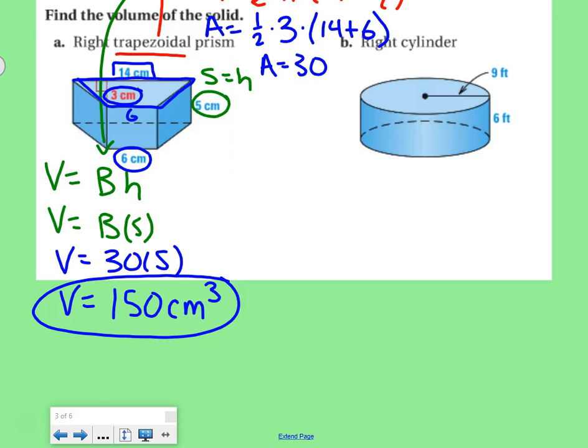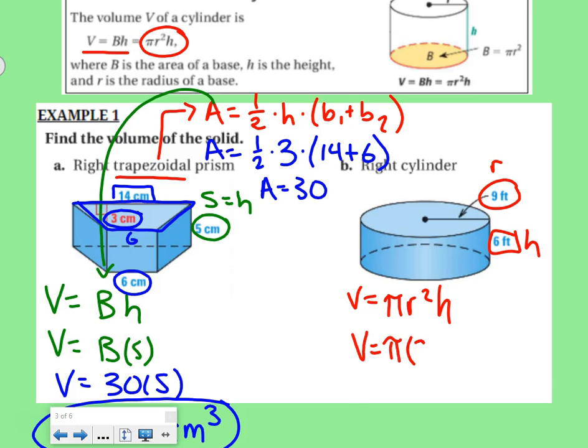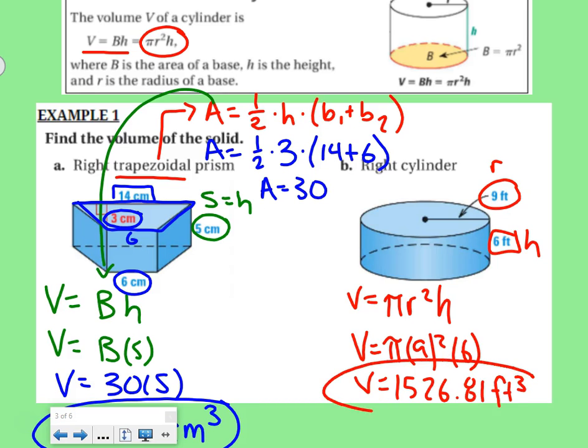Part B, we want to find the area of a right cylinder. So not the area, the volume, my apologies. Our volume formula is the area of the base times the height, so pi r squared times height. Radius is 9, height is 6. Plug in the numbers, like I said, a lot easier. Put that in your calculator to solve, and we get 1,526.81 feet cubed.